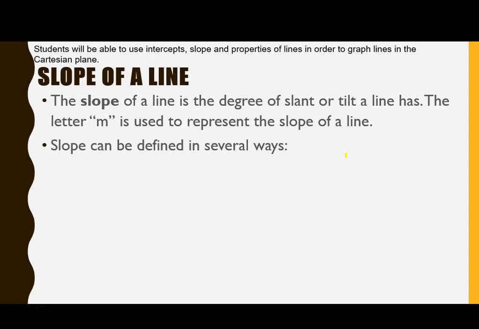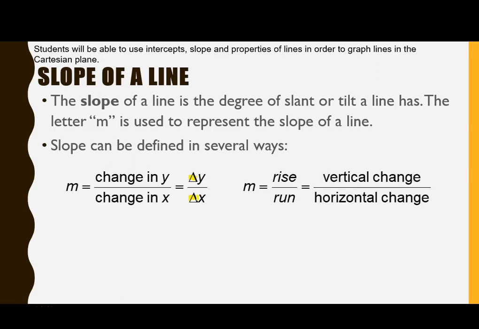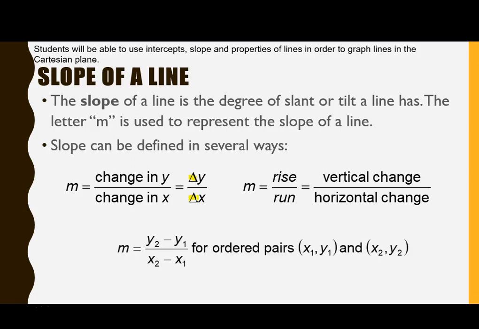Slope can be defined in several ways. Of course, it can be defined as change in y divided by change in x. That's what these symbols here mean. These triangles are deltas, and those deltas mean change in y over change in x. Rise over run, as our dear friend from period 2 said, which means the vertical change divided by the horizontal change. Or if you're given 2 ordered pairs, and this is probably the one that you're most used to.